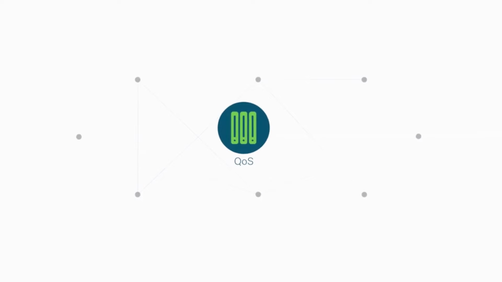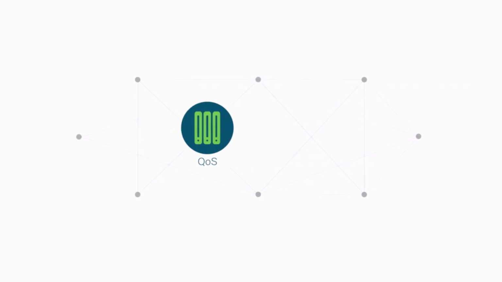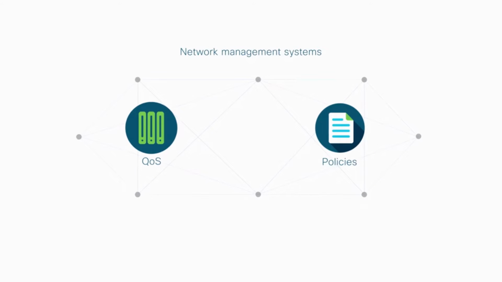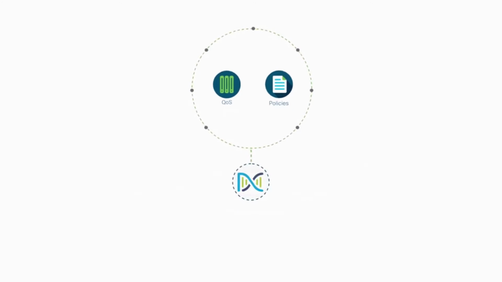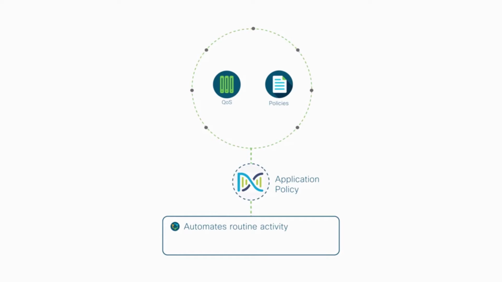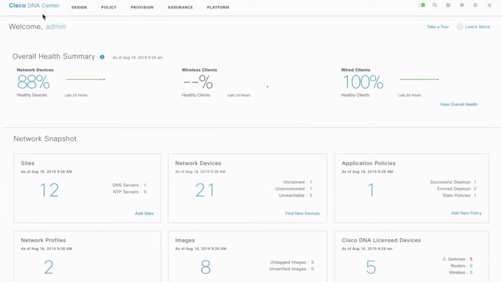Configuring quality of service, or QoS, and critical business policies in network management systems can be complex and time-consuming. But Cisco DNA Center Application Policy simplifies this process by automating all routine activity and by constantly learning from the network. To start, begin by accessing application policies.